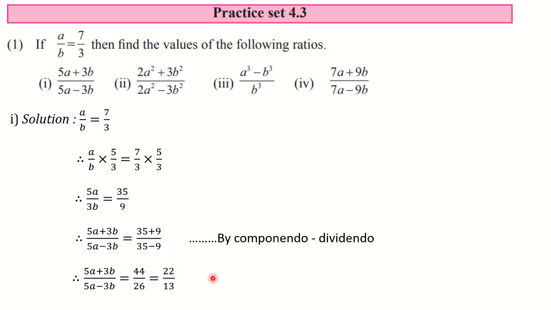The second method also I have taught you. You have to start with what is given to you, and in place of A you can write down 7K, and in place of B you can write down 3K, or you can take any other variable. Then in the question, A you have to replace by 7K and B by 3K.